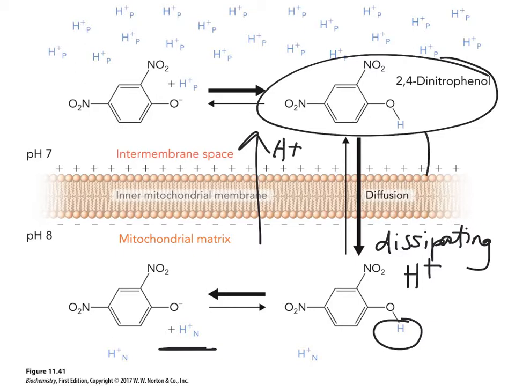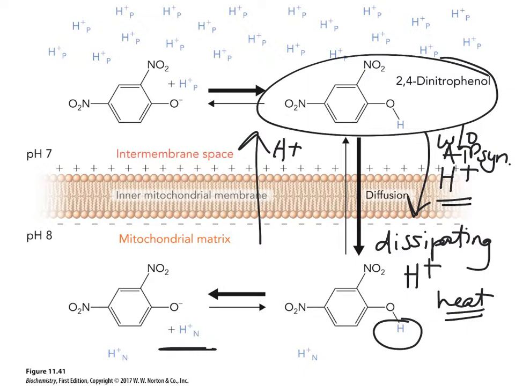Remember, we generate our proton gradient by pumping hydrogens out. So if we bring one in without the use of ATP synthase, we're going to dissipate that gradient. And instead of using the energy of this diffusion to make ATP, the energy is lost as heat. We're going to see this mechanism in hibernating animals when we look at thermogenesis.